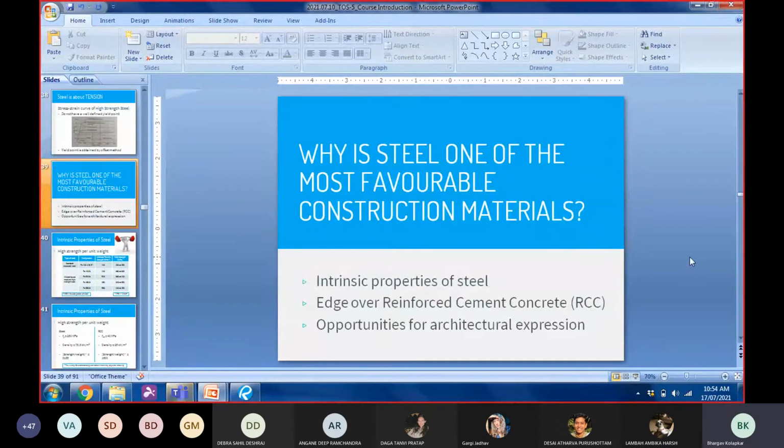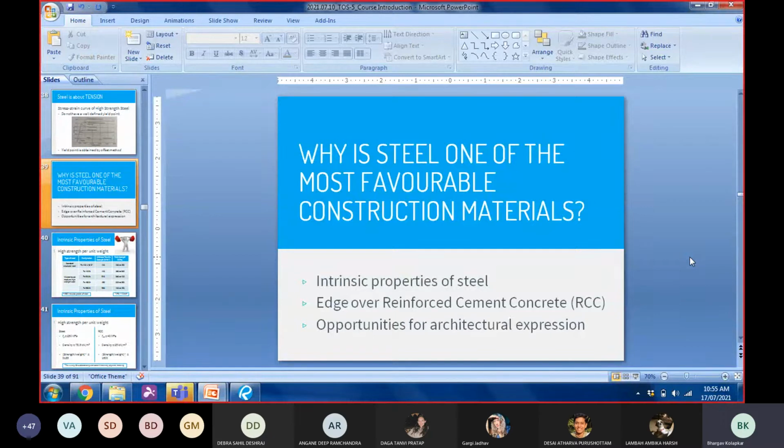Yeah, so it matches a lot of our requirements as a construction material, and therefore we are using steel. Now let us compare it with its peers and try to understand why we should choose steel, and in what situations we should choose steel over other materials.